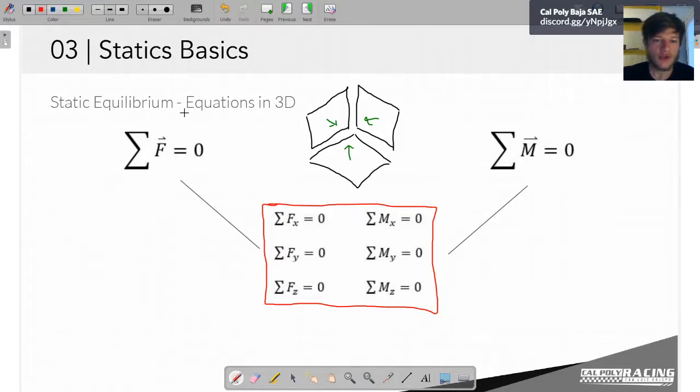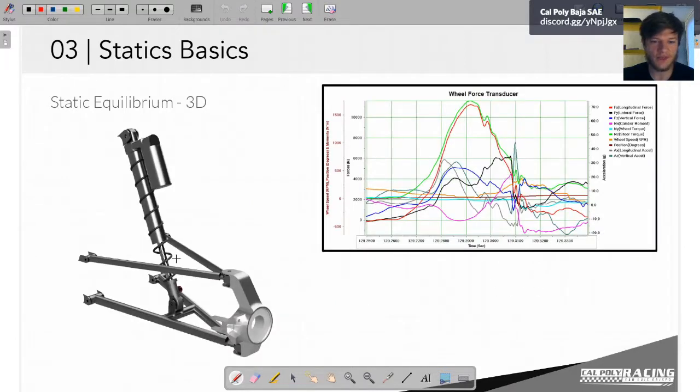Yeah. So now that we are in 3 dimensions, I figure what's the best 3-dimensional problem that we have in the car, and that's got to be the suspension. So here's our front suspension design for this year. The graph that you see here is called wheel force transducer data.